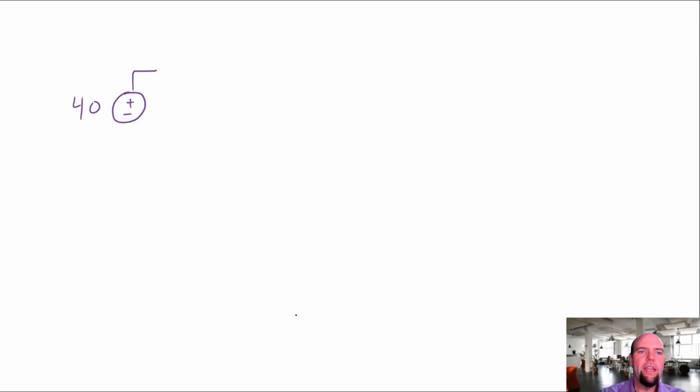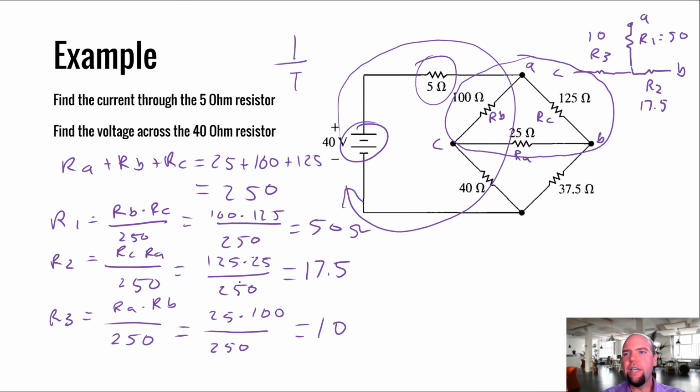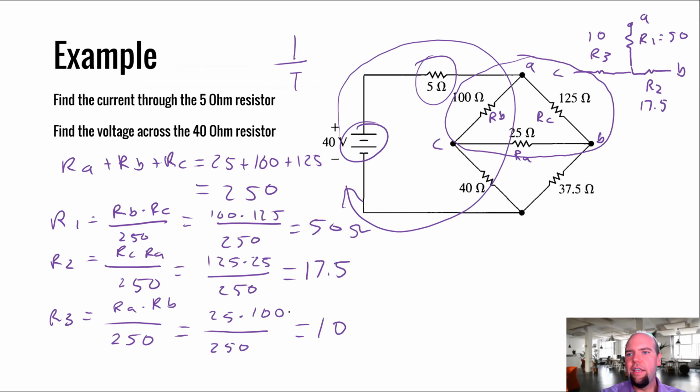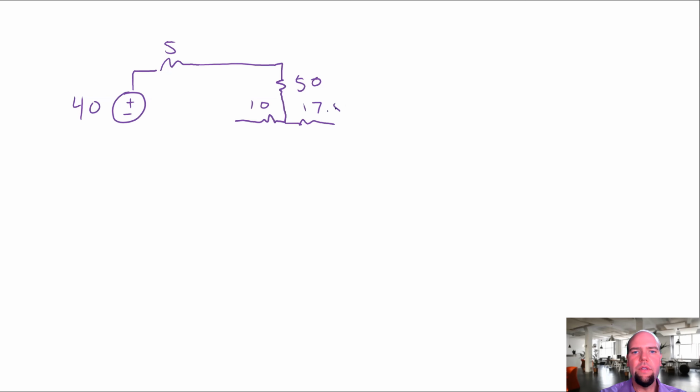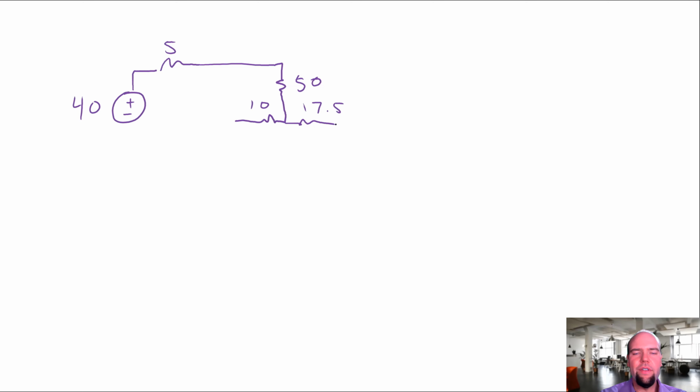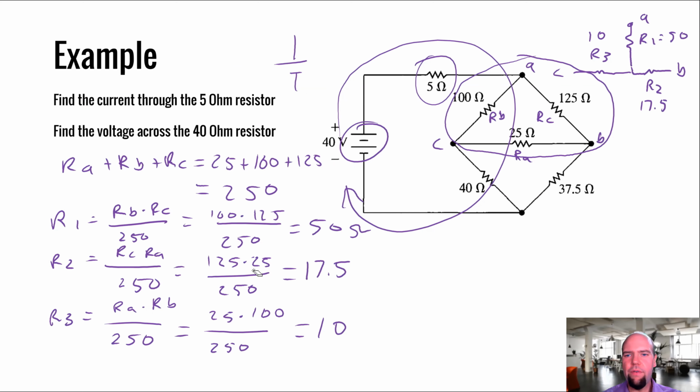So we had a 40-volt supply, we had a 5-ohm resistor, and now we've got to insert that Y that we converted. So we had a 50 on top, a 10 here, I think it was 17.5. Okay, and then we had a 37.5. And then here we had a 40.